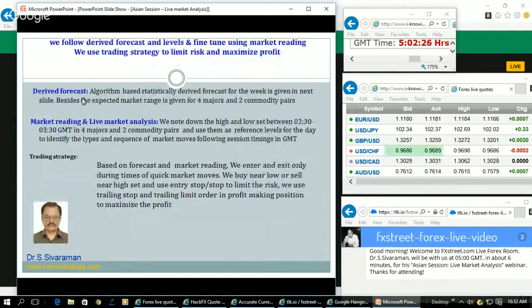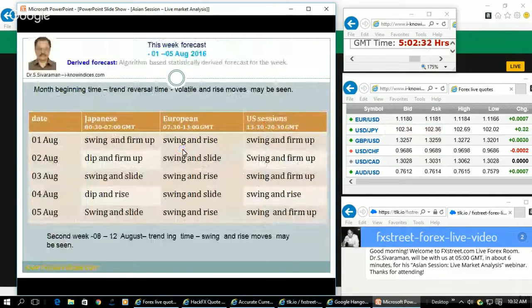So I will explain the derived algorithm to start with. Then later on we'll do the market reading by comparing the current market level to that of the initial lows or the highs. So this is a sheet explaining the session-wise forecast for this particular week, Monday to Friday, that is 1st of August to 5th of August. This is the month beginning time, so the players are expected to make the trend reversal moves.